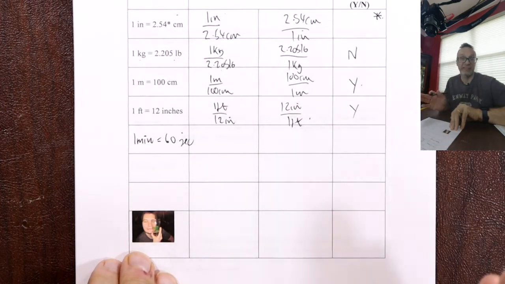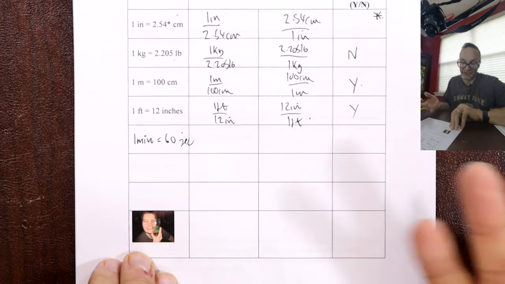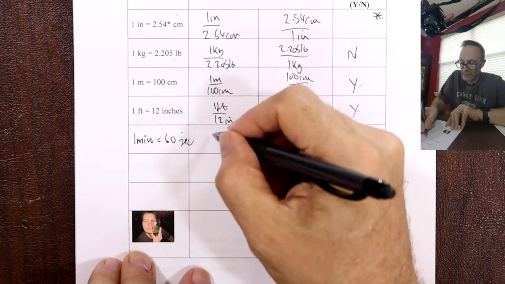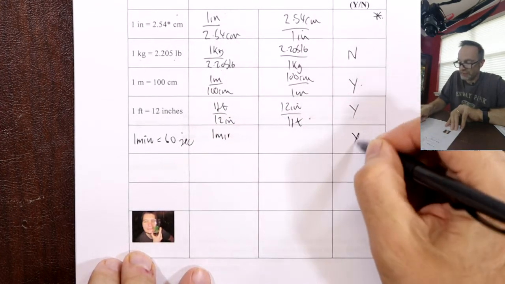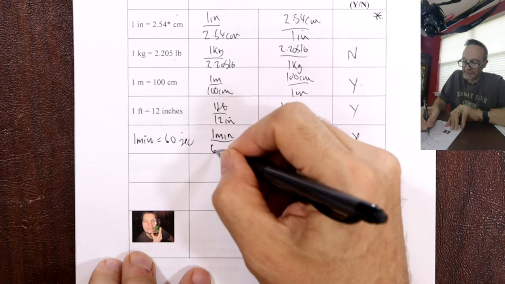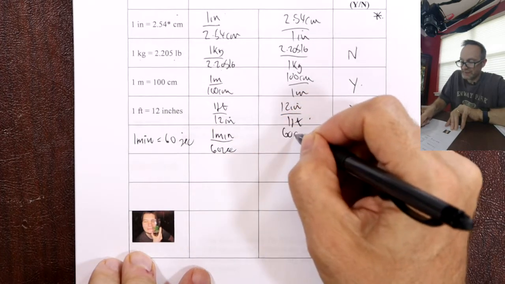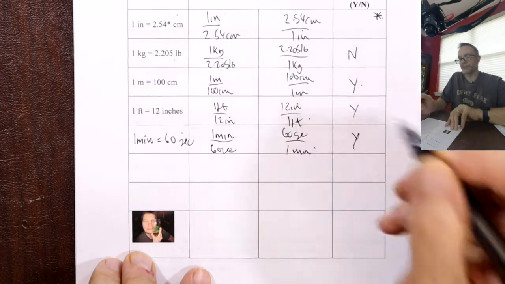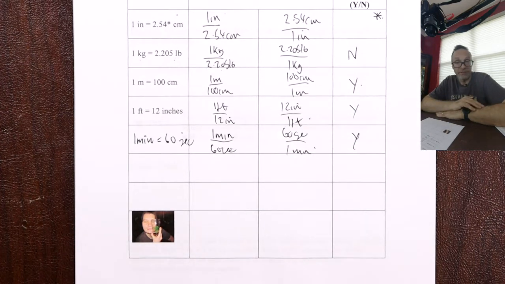Fair enough. Is that exact? Yes. Now we have a definition of the second from the ground up. That's an exact relationship, so yes. 1 minute, 60 seconds. 60 seconds is 1 minute. Okay. You got any other good ones?